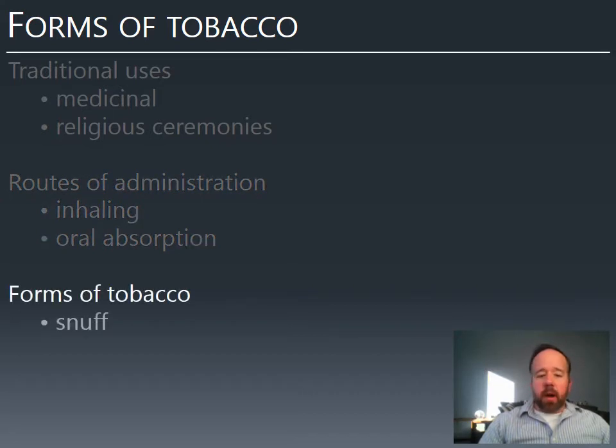So the forms of tobacco are things like snuff, which is not as popular now, but a couple hundred years ago it was very popular. So snuff is powdered tobacco. So it is usually insufflated, that is, in this case, snorted, so that the tobacco and the nicotine are absorbed through the linings of the nose. That's the same way cocaine is absorbed.